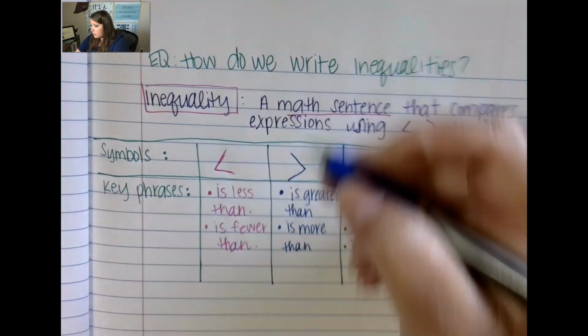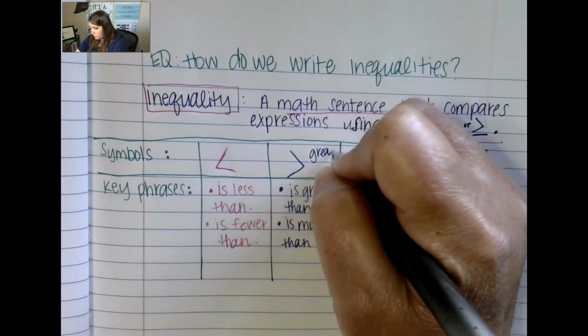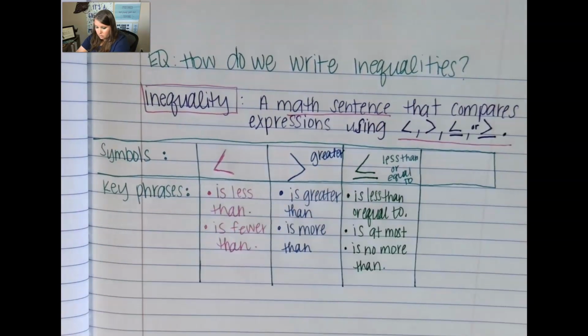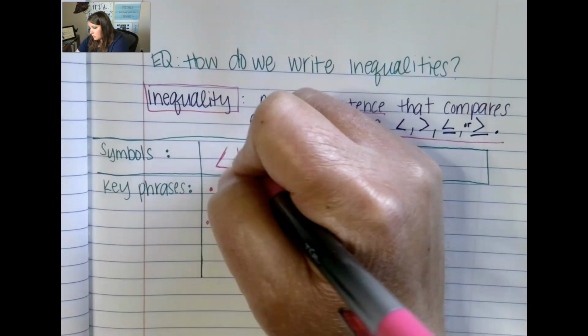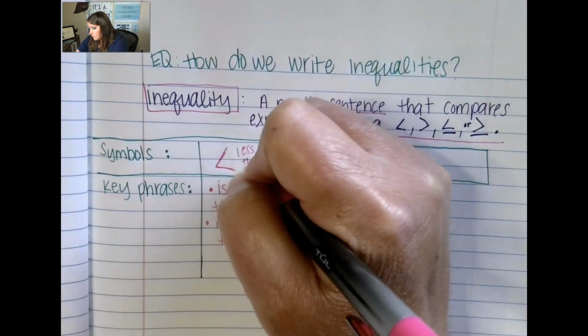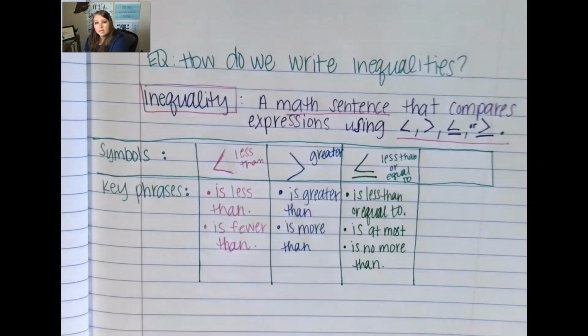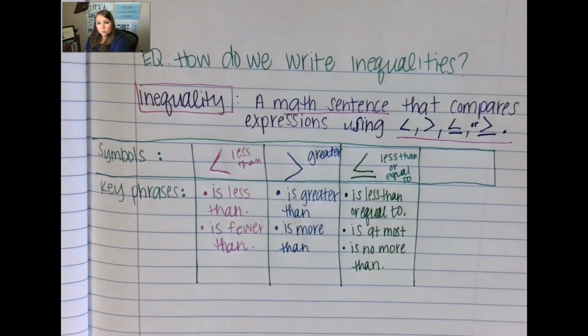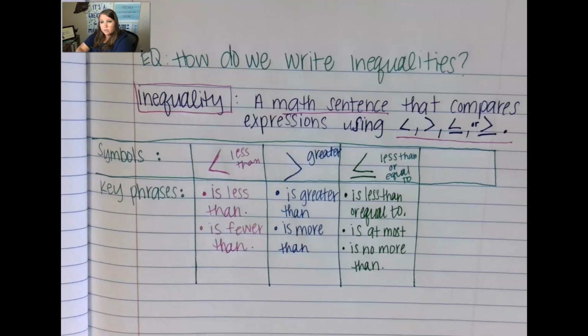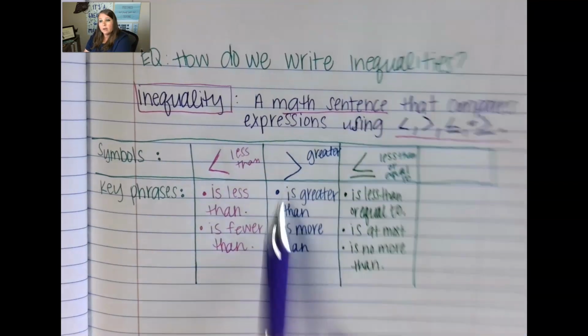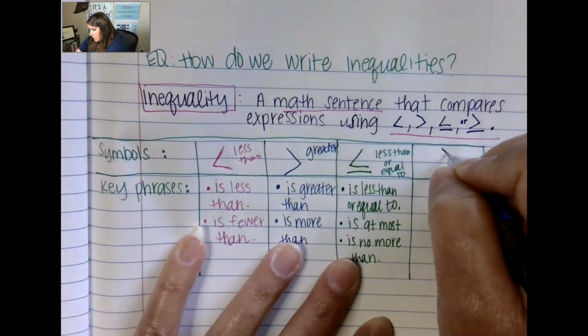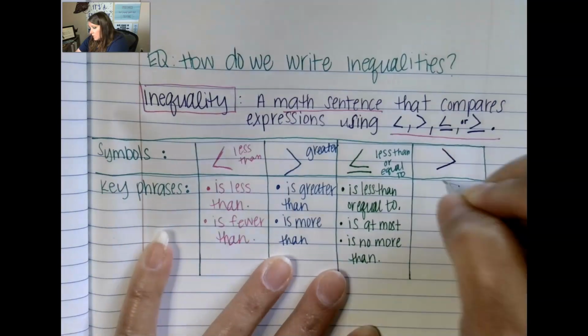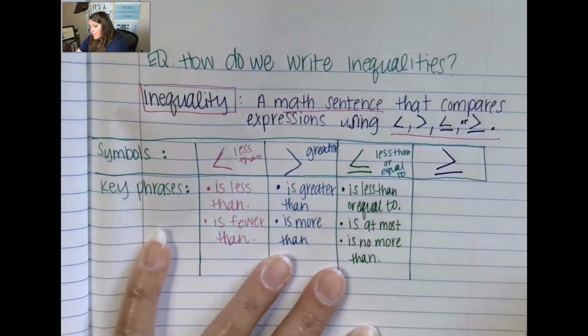This one's greater. This one is less than. I know it already says it there, but those are the phrases. Okay, and then the last one that we would come in contact with looks just like the greater than sign. So it looks just like a greater than sign, but it also has a line underneath it for equal to.